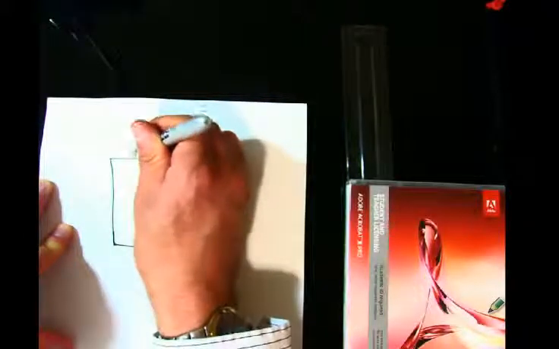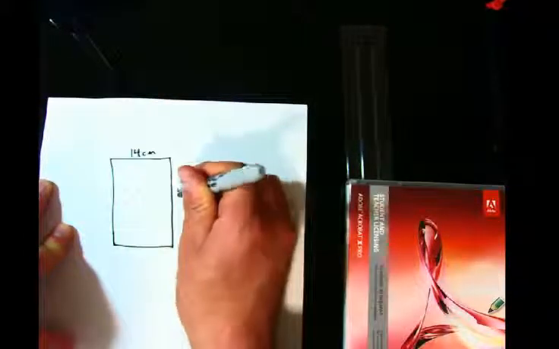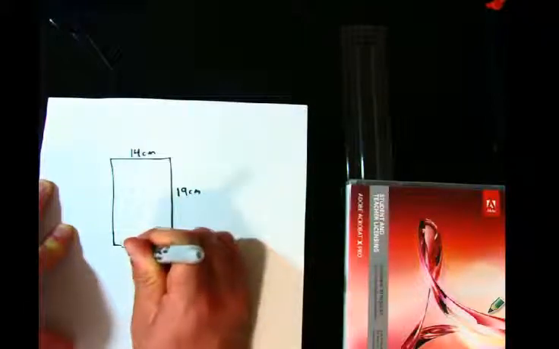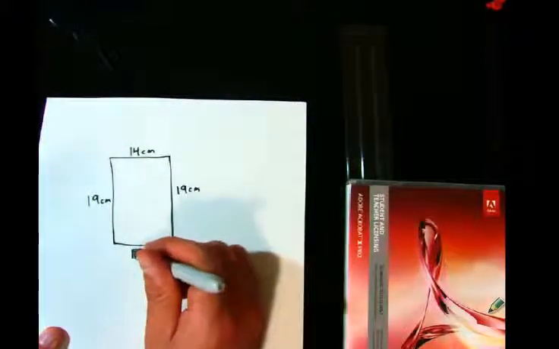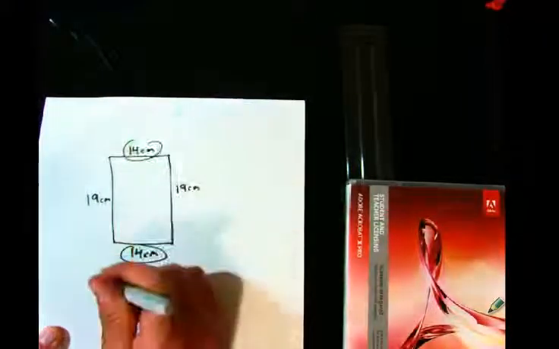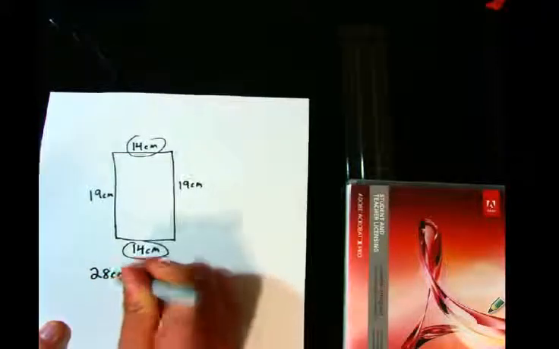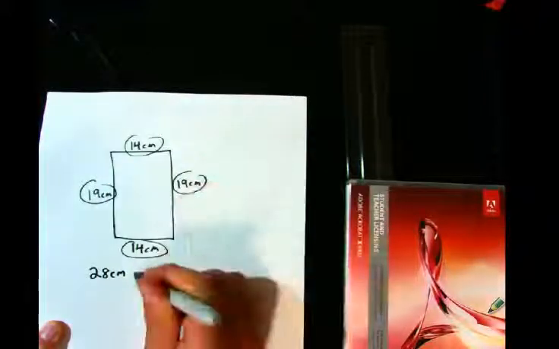So this one is 14 centimeters, and this whole side is 19 centimeters. And so that means this is 14, and this is 19. And so if you add them together, you could use your double strategy. 14 and 14 is 28. And 19 and 19 is 38.